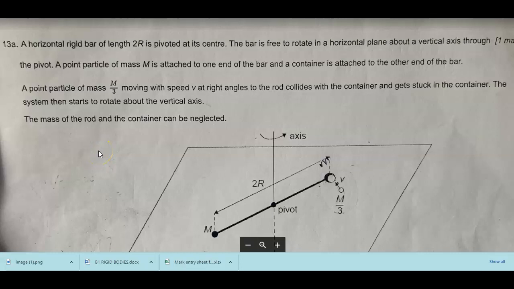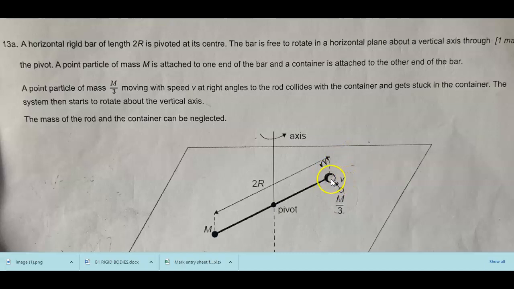So for this problem, it says here that we have a horizontal rigid bar with a length of 2r and its pivot is at its center. Now the bar is free to rotate through this vertical axis. And from the problem, it says here that there is a point particle of mass m attached to this bar. And at the other end is a container which is also attached to the bar itself.